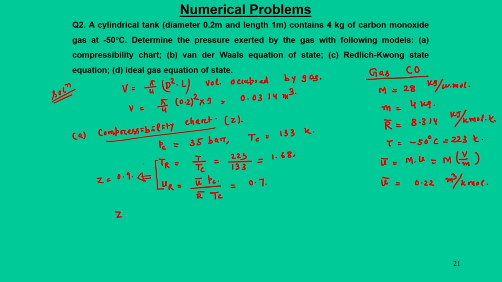Now, when I say Z is equal to 0.9, we can write this as P into V bar by R bar T, and this will give you the value of pressure. We know Z is 0.9, we do not know P, V bar is known as 0.22, R bar is this, temperature is minus 50 degree centigrade. So, this will give you P as 76 bar. Okay. This is how we get it from this compressibility chart.